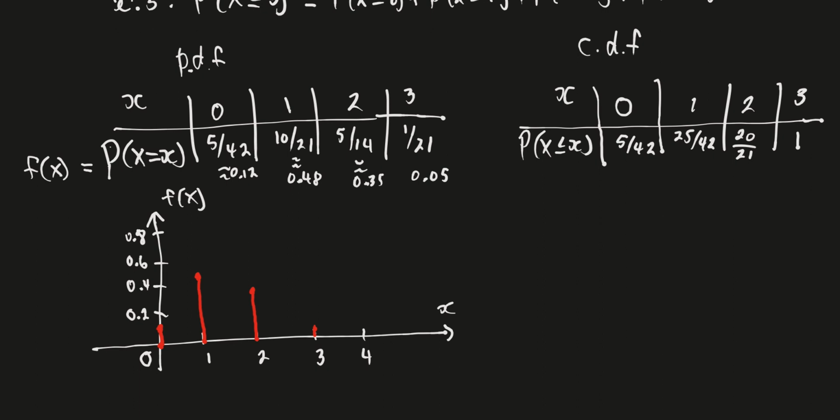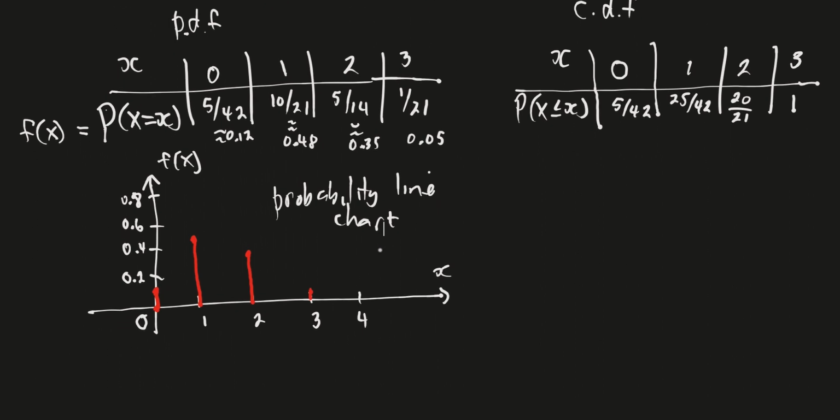And this is called a probability line chart, and it's useful for these discrete random variables. It's a bunch of lines, or line segments to be precise. And the height reflects the associated probability for each possible value of x. So that's one way that we can represent the PDF.